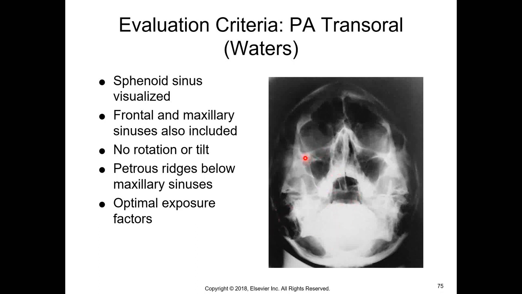Also, you can see the maxillary sinuses really well. And when you're doing this, you're seeing that the petrous ridges are far below the maxillary sinuses here, so that you want to keep them out of the maxillary sinuses. You want to see them free of superimposition. So if the petrous ridges were to be in the maxillary sinuses, you would also extend the neck upward or extend the cranium upward so that it would push these down.